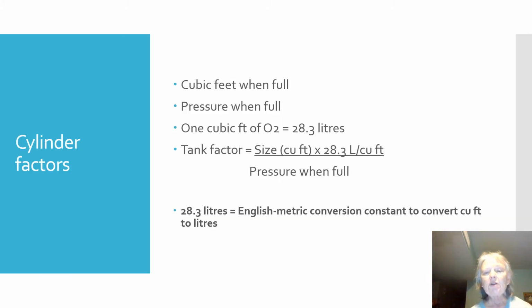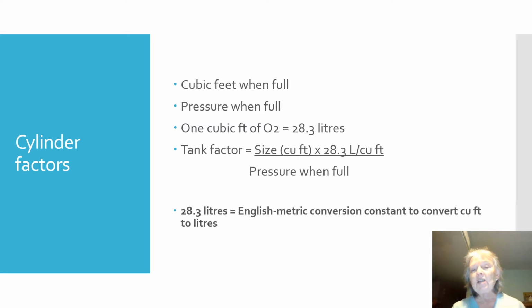So the first thing we have to look at is cylinder factors. Cylinder factors tell us how much gas is leaving the cylinder per 1 psi drop. Every time you lose 1 psi, you lose this much gas. And so the first thing we have to look at is the cubic feet when full. So an E cylinder, for example, is 22 cubic feet. An H cylinder is 244 cubic feet. When we use the pressure, we use 2200 psi.